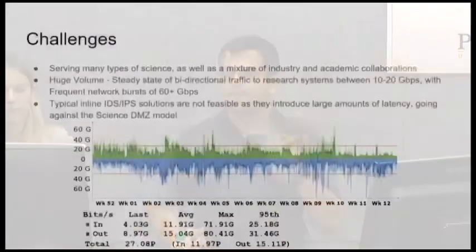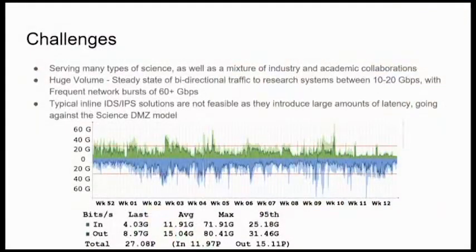So we definitely sustain 10 to 30 gigs of data at any given point, usually in the 10 to 20 Gbps range. And we frequently get bursts of 60 plus Gbps. And this is why typical inline IDS solutions or IPS solutions are not feasible, because A, they cannot handle that large amount of traffic, especially when there's a burst of traffic through the links, and B, it introduces a significant amount of latency as the traffic gets analyzed.